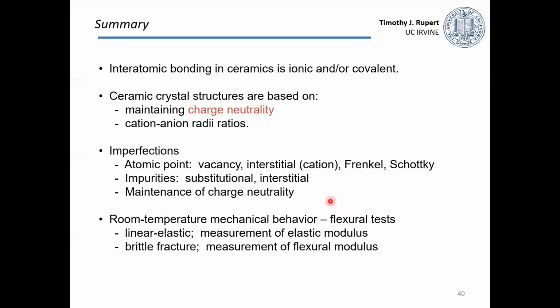For imperfections, we can see all of the same types of defects we saw before, but with the added complication that we need to maintain charge neutrality. So we can get vacancies and interstitials, but sometimes they happen in pairs that are desired to maintain that charge neutrality. We could still get impurities as substitutional and interstitial atoms, again with those caveats.